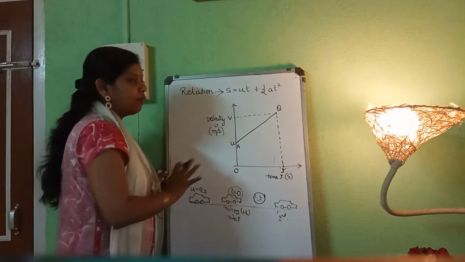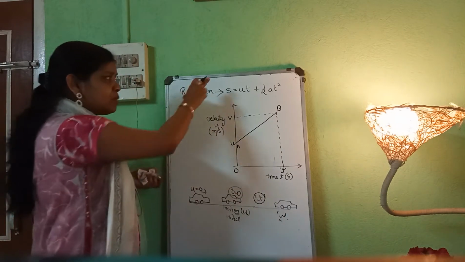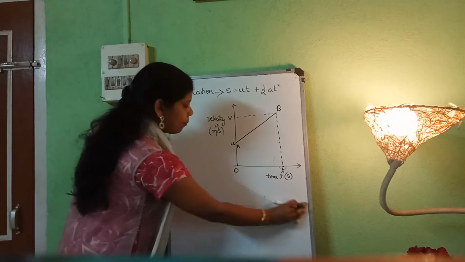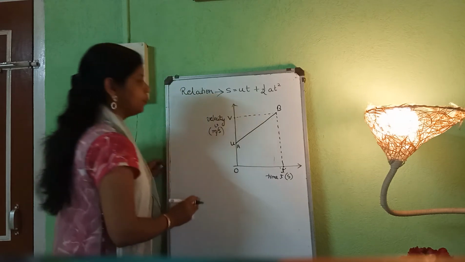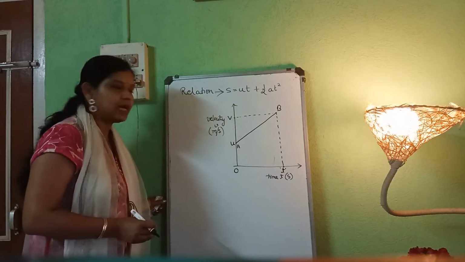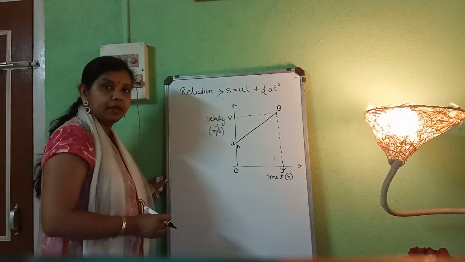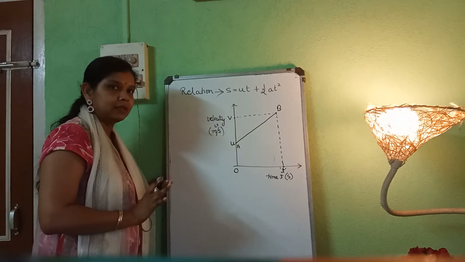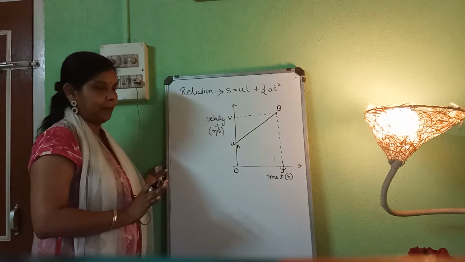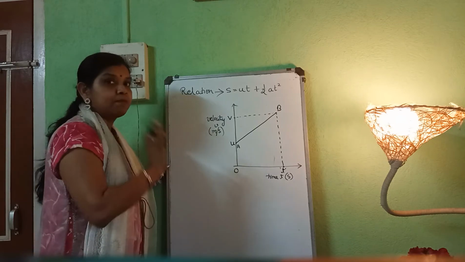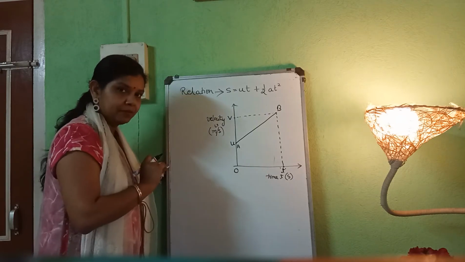Now, in order to find this particular relation, do you remember I have taught you that if it is a velocity-time graph, the area under the graph will give us the displacement of the particle.